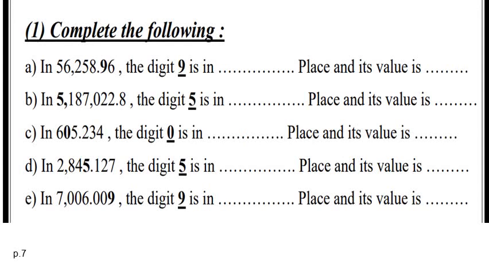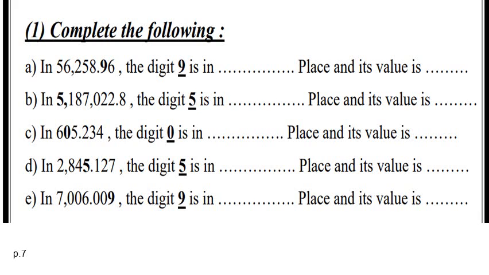Number 1, complete the following. Letter A, in 56,258.96, the digit 9 is in dots place. Here we need to know the place value of the 9. First we need to see the decimal point. We have here the decimal point.